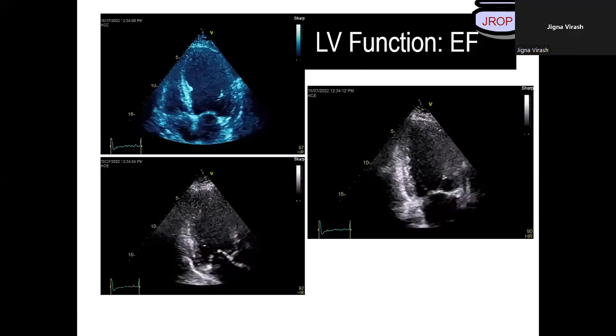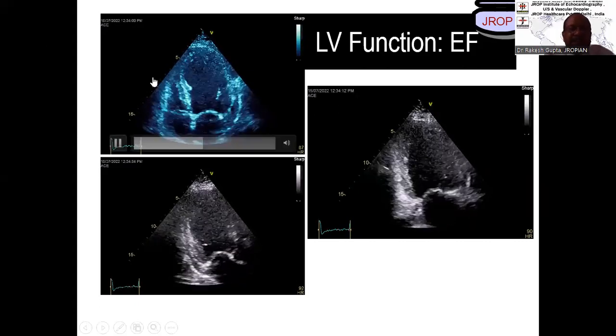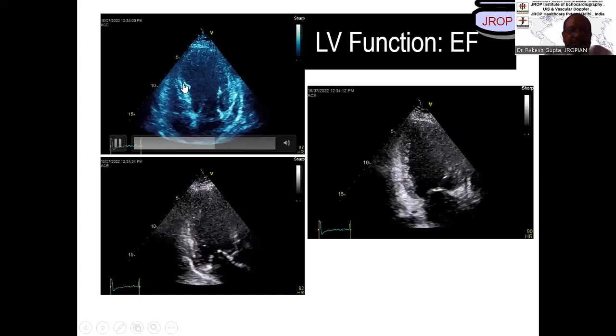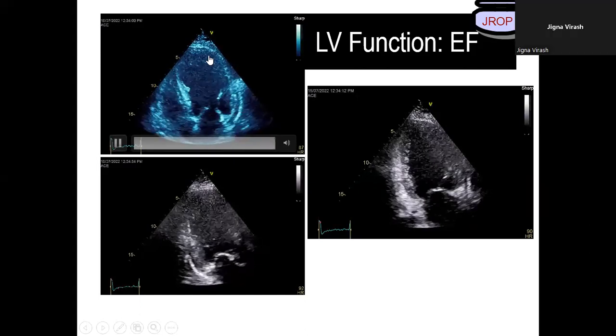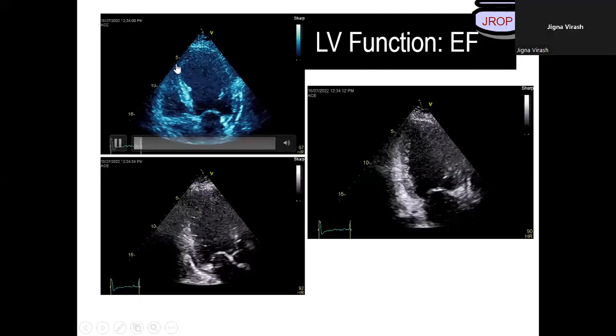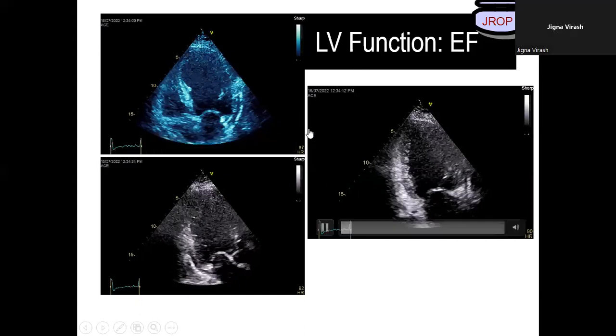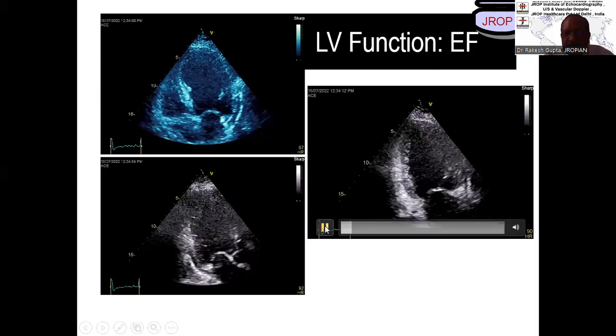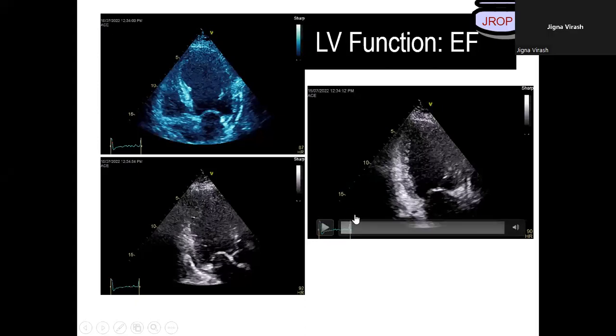Look, Jigna, it's very clear, this segment is akinetic. Yes, sir. This is hypokinetic. Yes, sir. These are normokinetic. Okay, sir. Then when you have this kind of abnormalities, which territory do they correspond to? LAD territory. Then what other territories are there in this 2 chamber view? Sir, anterior and inferior.